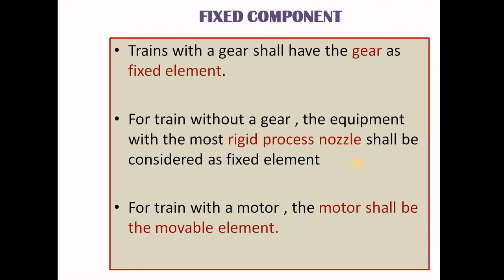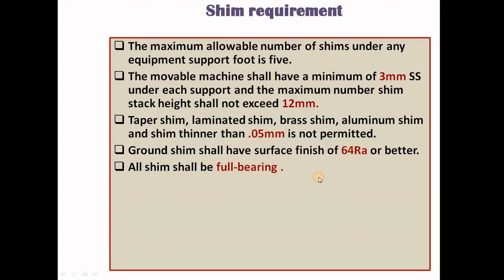Regarding the fixed component, I told you in an earlier slide that if the equipment train has a gear, then you have to take the gear as the fixed component. If there is no gear and it is a simple drive and driven machine, then the machine having the rigid process nozzle shall be considered as the fixed element, and normally the motor shall be considered as the movable element.